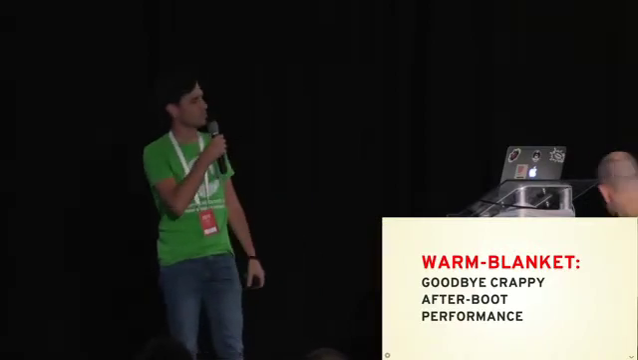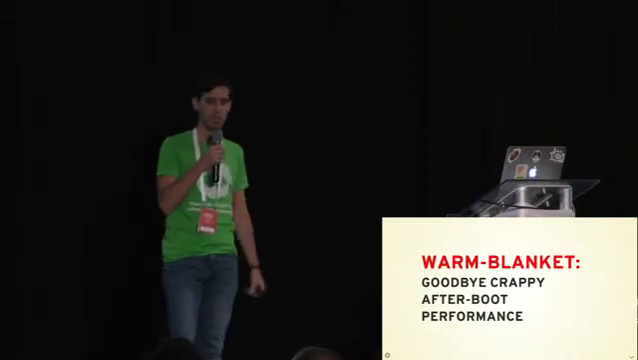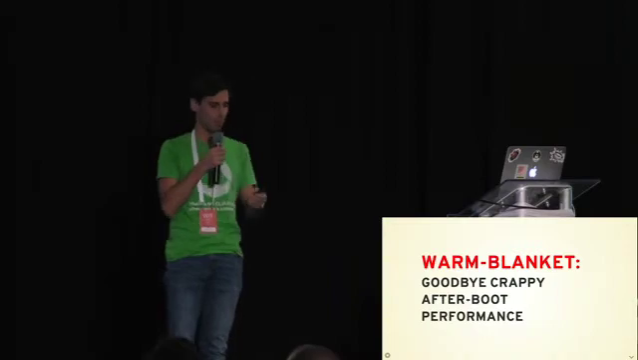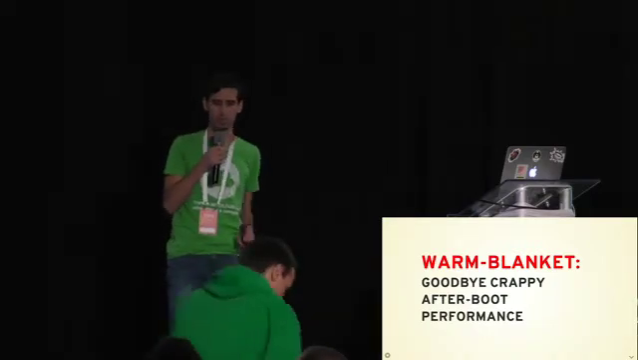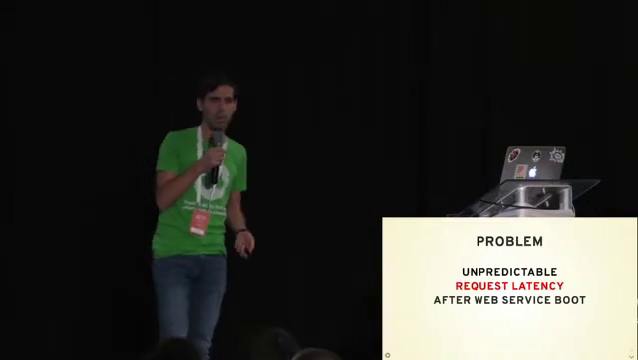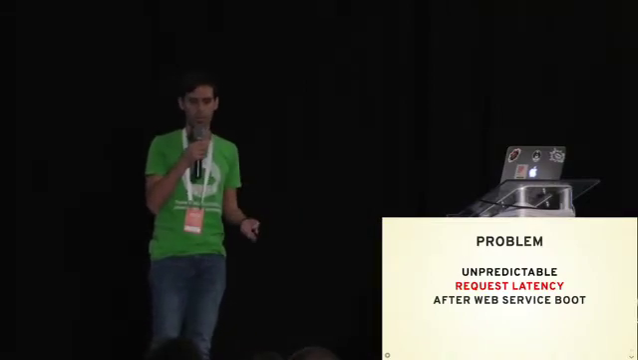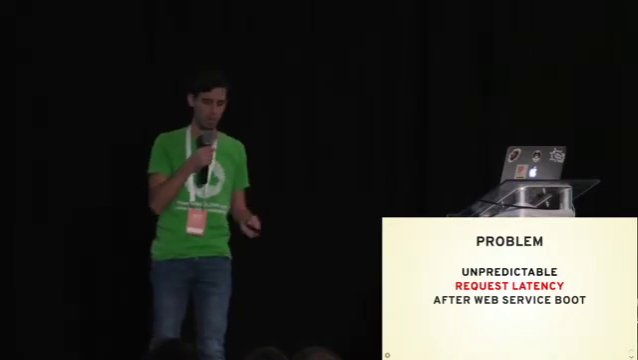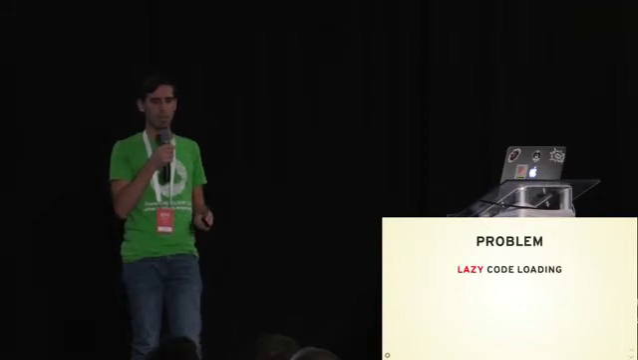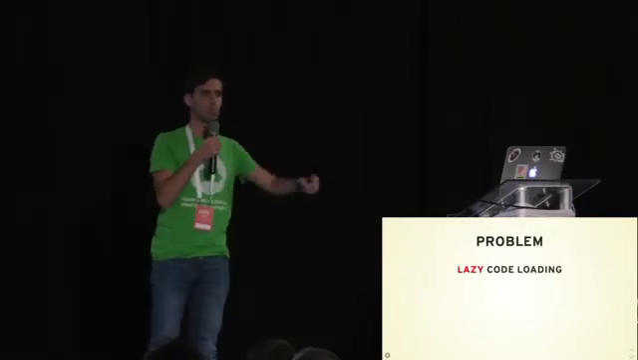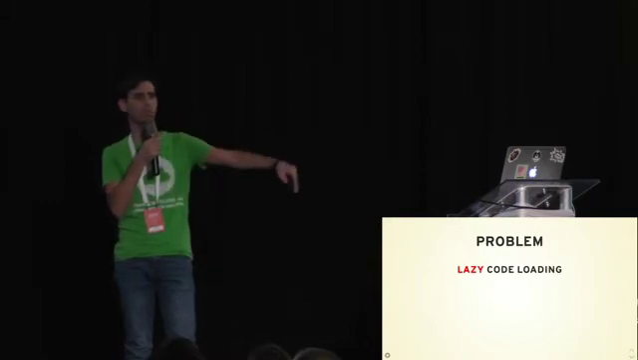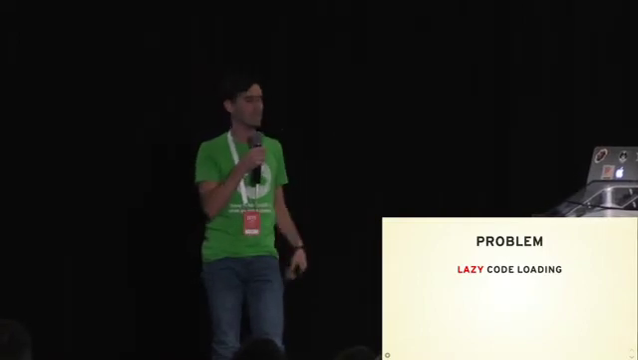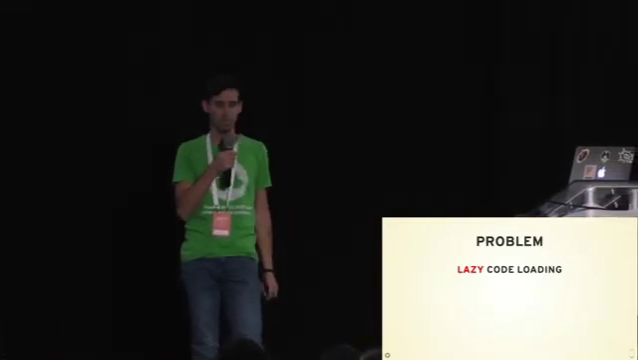Okay. Hello. So I'm here to talk to you about Warm Blanket, which is a gem to get rid of crappy after boot performance. So what do I mean about crappy after boot performance? The problem is it's usual for our web services to start up and have unpredictable latency on the first request. That happens because you might have lazy code loading. So the first request hits some code path and you have autoload and you are going to start loading gems and classes and code and initializing singletons and all that. So that's going to take some time.